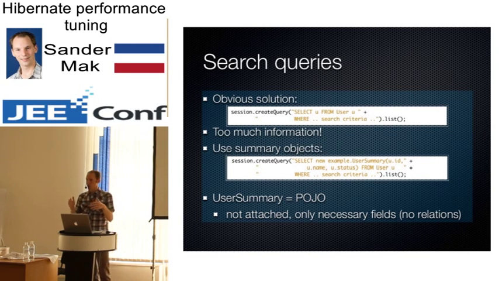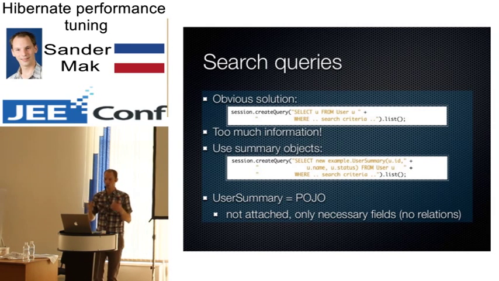And also, why should they be attached entities to the current persistent context, to the current session? I mean, you're not going to do anything with 99 of the 100 entities that you retrieve. Just the one that your user clicks on will be used later.